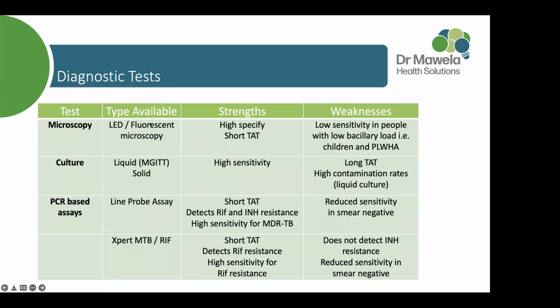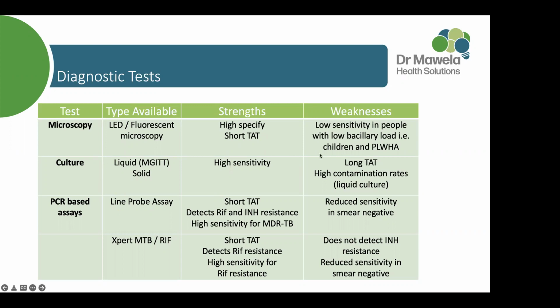But the message here is clear that you have a microscopy, which is a smear where the results usually come back and say AFB present, 1+, 2+, 3+. You'll see that its weakness is that it has a low sensitivity in people with low bacillary load, particularly children and people living with HIV and AIDS. So a negative smear does not exclude TB in HIV positive patients, right? Culture is the gold standard.